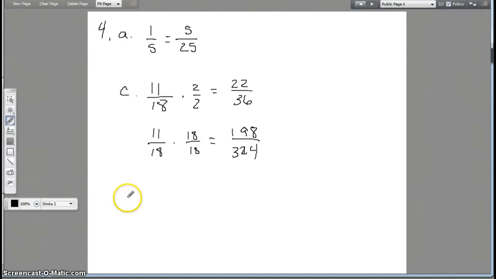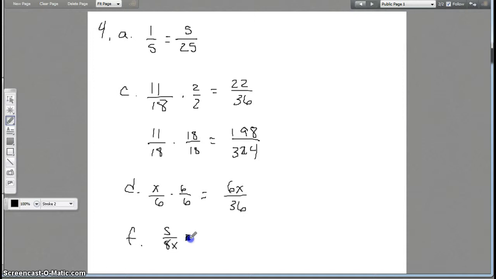But usually, because of the later math that you have to do, it's best to multiply by the smallest number you can that will still make a square number. So let's look at part D, x over 6. We can multiply that by 6 over 6 to get 6x over 36. And then we have part F, which is 5 over 8x.